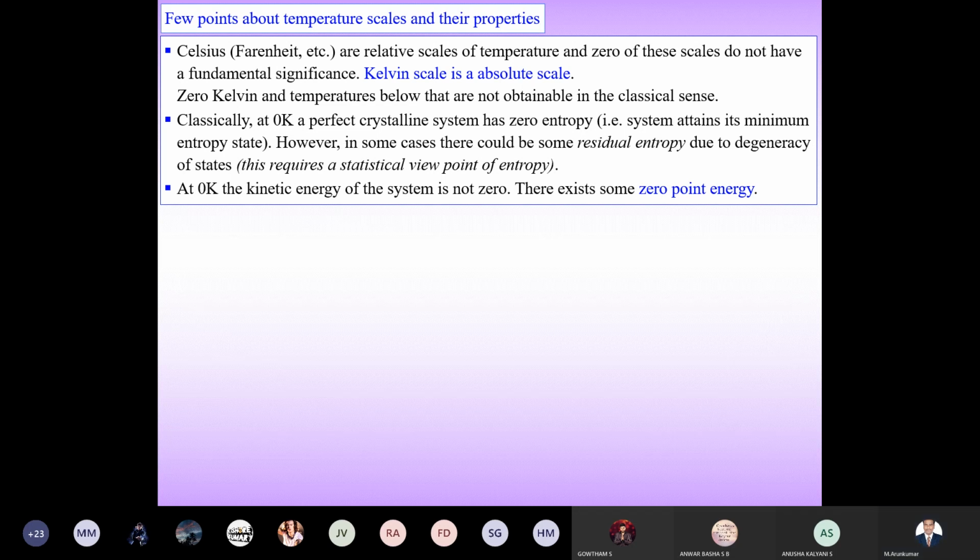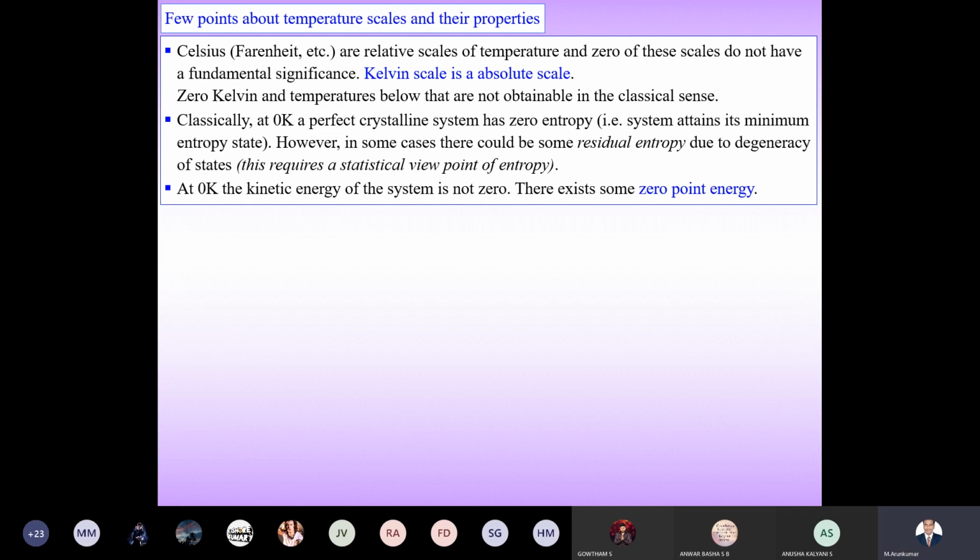So at 0 Kelvin, a perfect crystalline system has 0 entropy. The system attains its minimum entropy state. Entropy means there is heat transfer. However, in some cases, there could be some residual entropy due to degeneracy of states. This requires a statistical viewpoint of entropy. So after your understanding of entropy, you can understand this point.